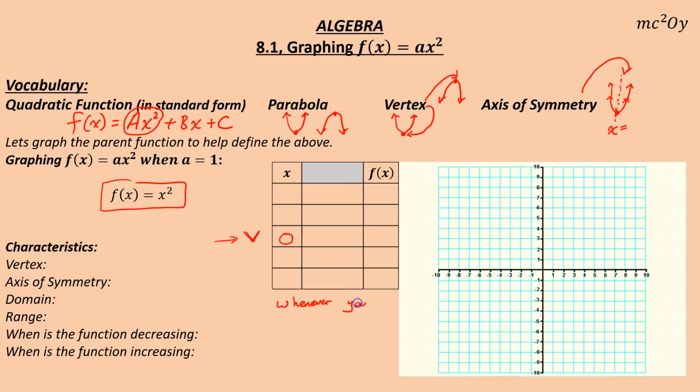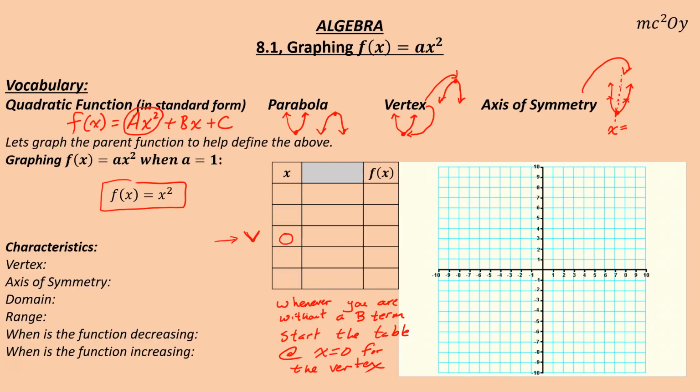Whenever you are without a b term, start the table at x equals 0 for the vertex. Okay? You have to have a starting place because that's going to give you your curve. And I put it right in the middle because it's going to be my vertex. It's going to be the curve point of my graph.